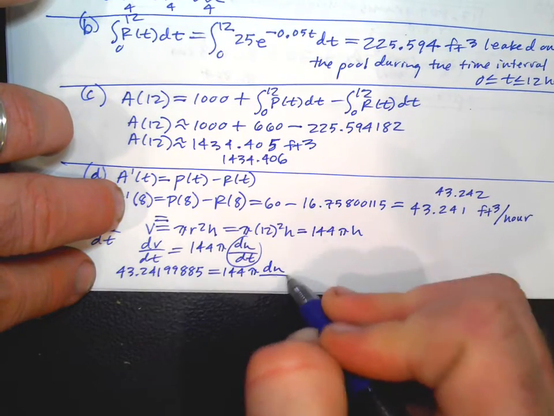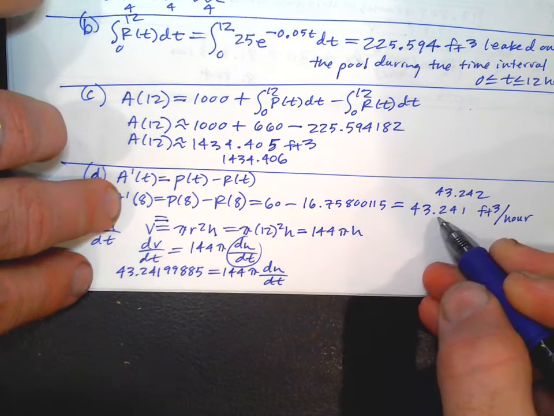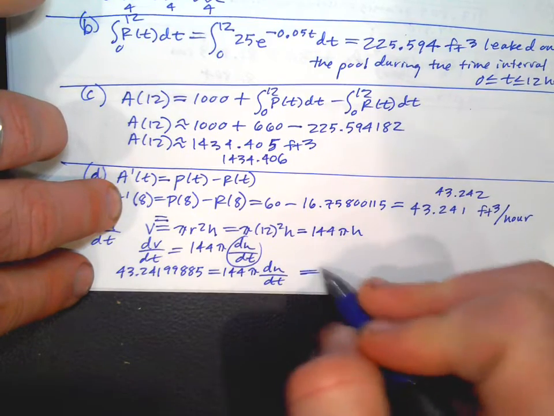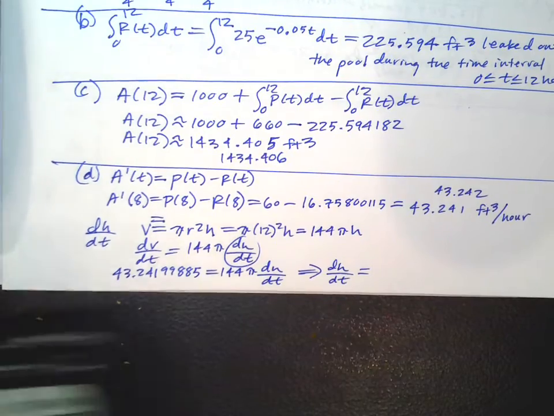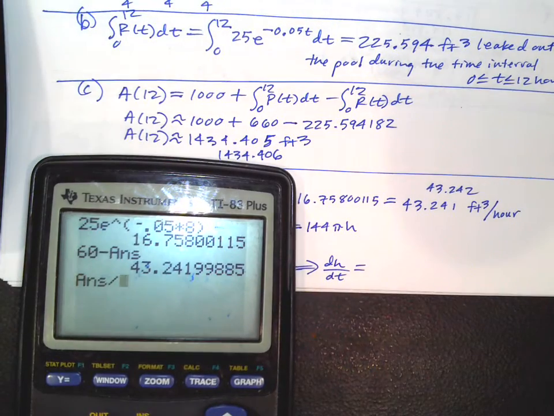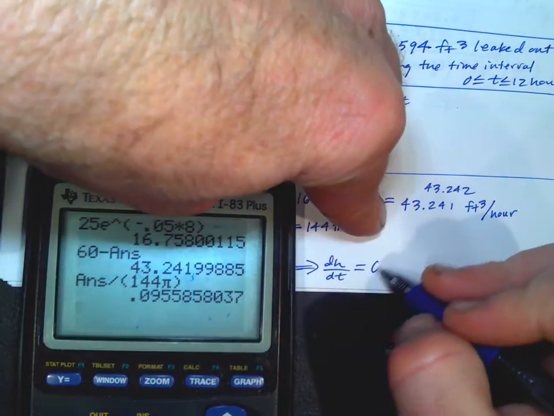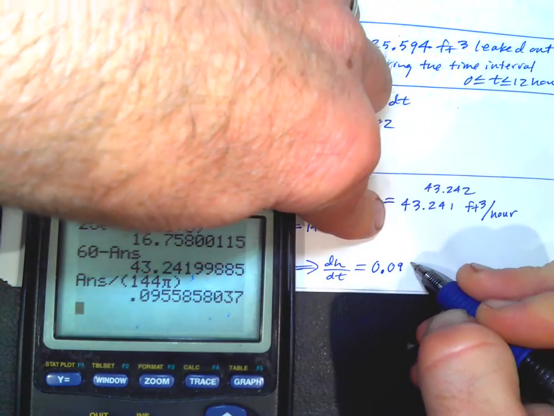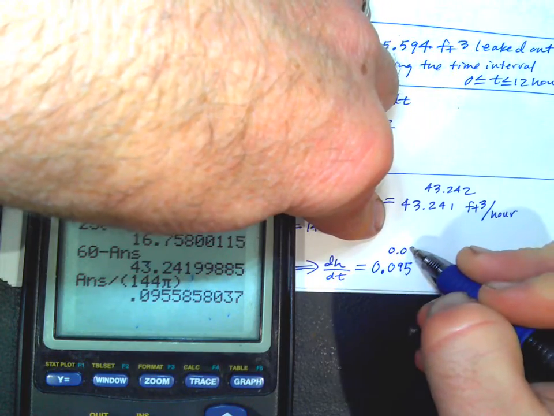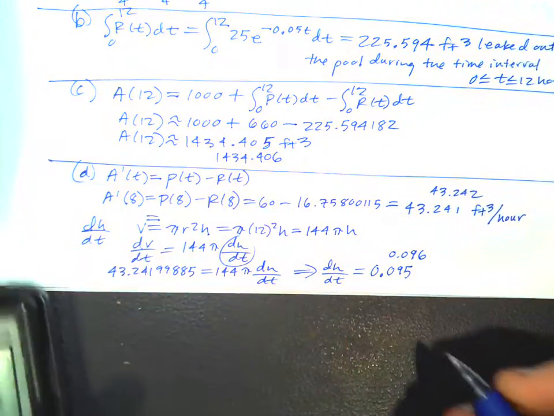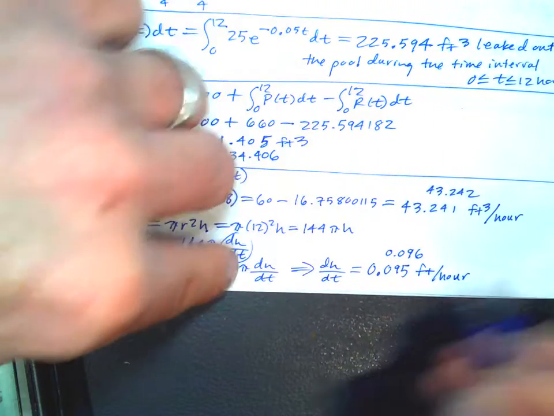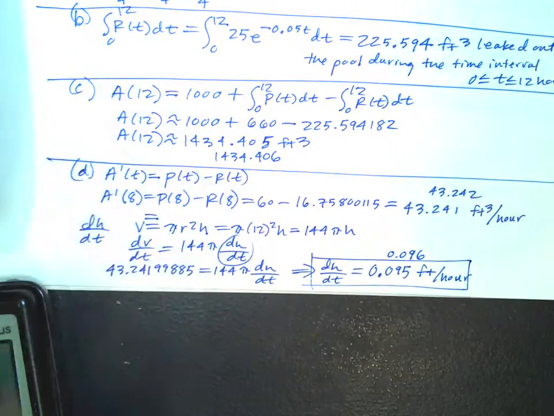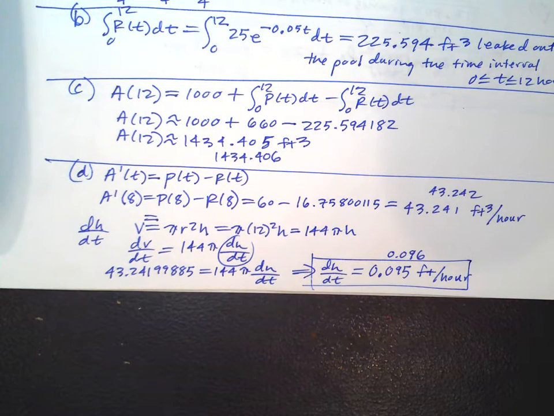And it should be positive, because the volume is increasing at that point, so the height should be increasing. So then we solve for dH/dt by dividing this answer by 144 pi in parentheses. And we get 0.095 or 0.096. And the units are feet per hour for height. It's a rate. So a little related rates thrown in there right at the end.